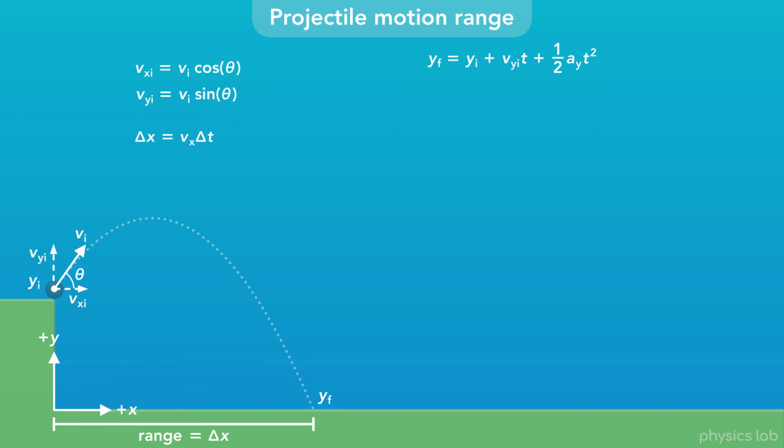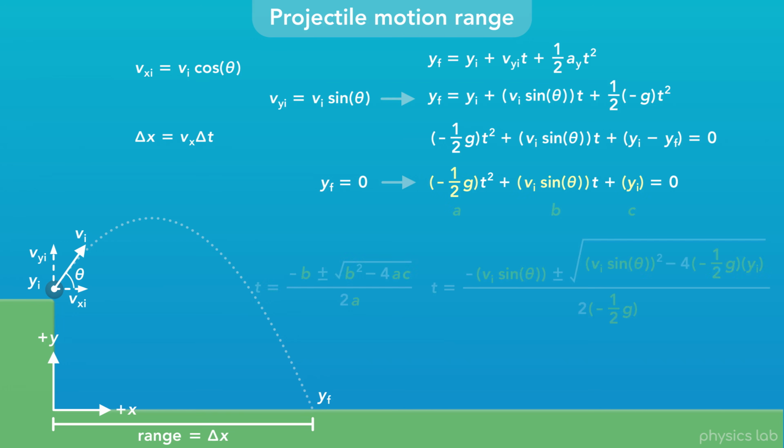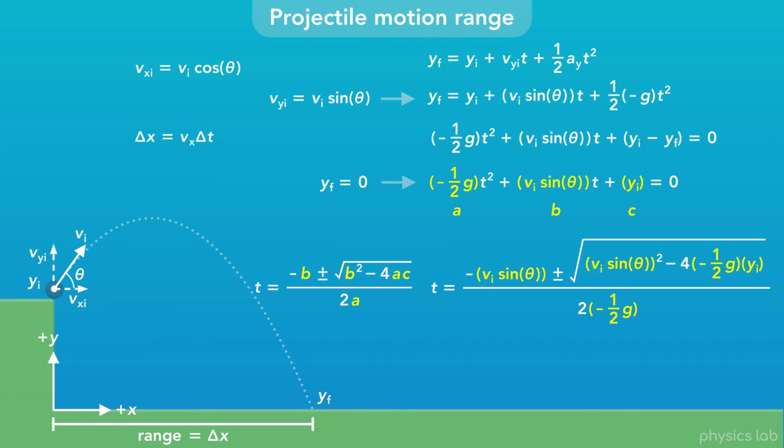We'll use this equation to find the time in the air. We replace the initial y velocity with the initial velocity times the sine of theta, and replace the acceleration with negative g. Then we rearrange things so we can use the quadratic formula. We can keep y initial and y final, or we can say y final is 0. We plug these coefficients into the quadratic formula, simplify that, and we get an equation for t, the time in the air.